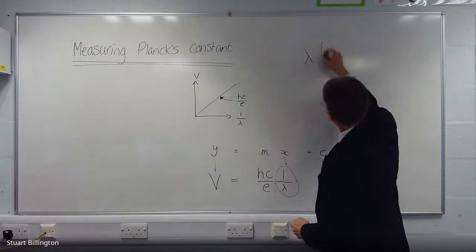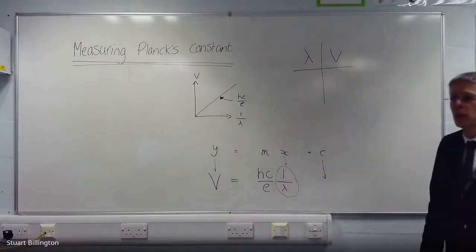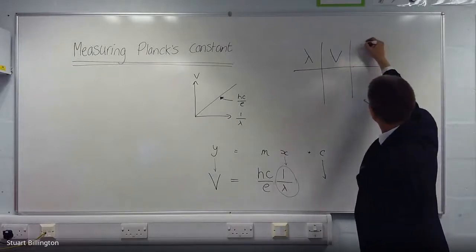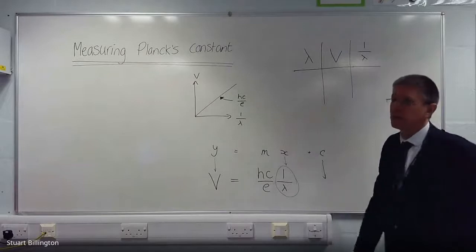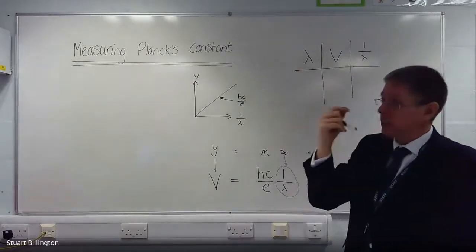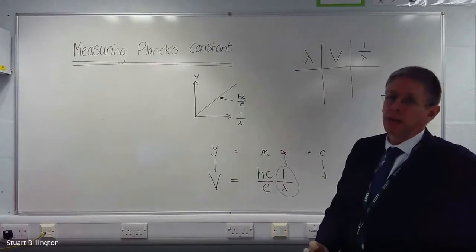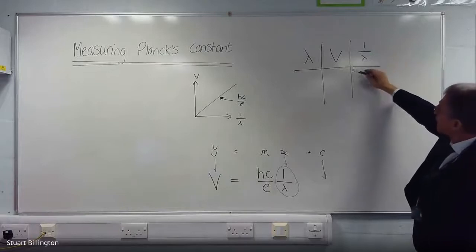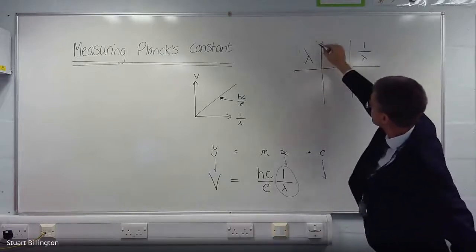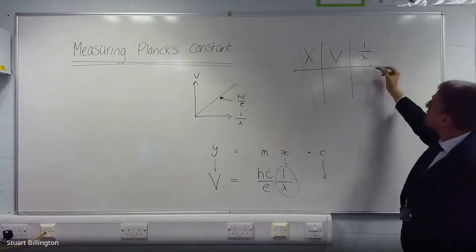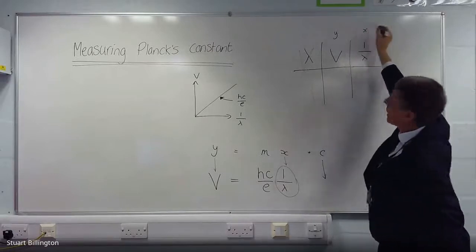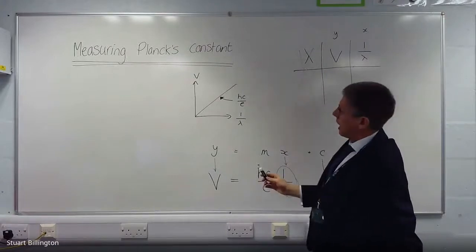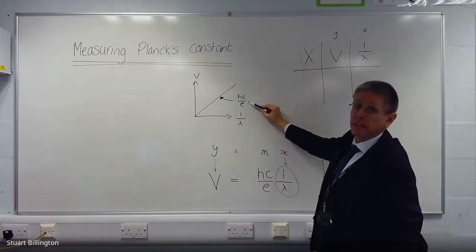So you currently have this in your book. What you need to do is add yourself an extra column, left or right, nobody cares, for 1 over lambda. So you need to get your calculator out, and you need to do 1 divided by lambda to give you your values. And then you're not going to plot this column, you're going to plot these 2 columns. This on your y-axis, this on your x-axis, draw in a line of best fit, and then scoop the gradient out of it.